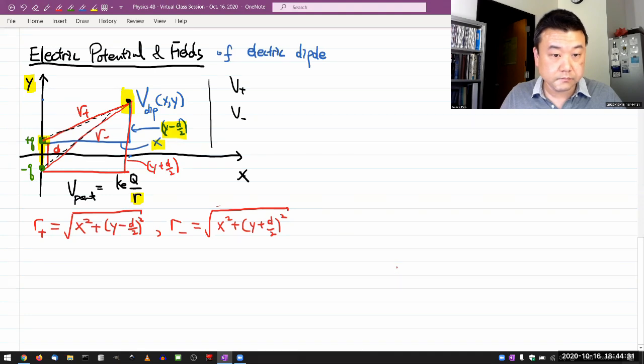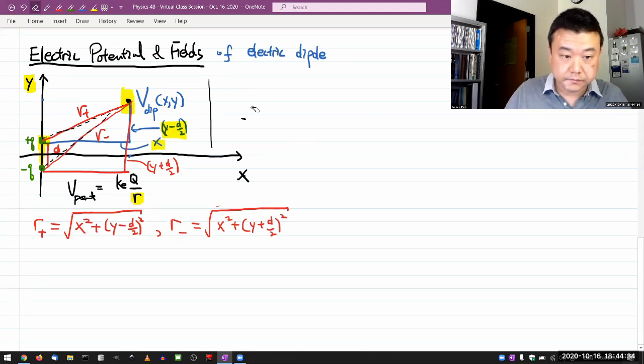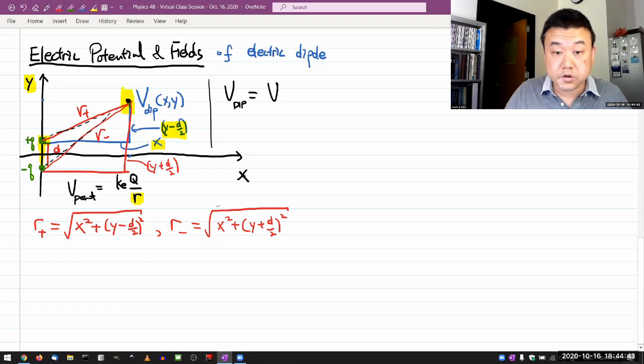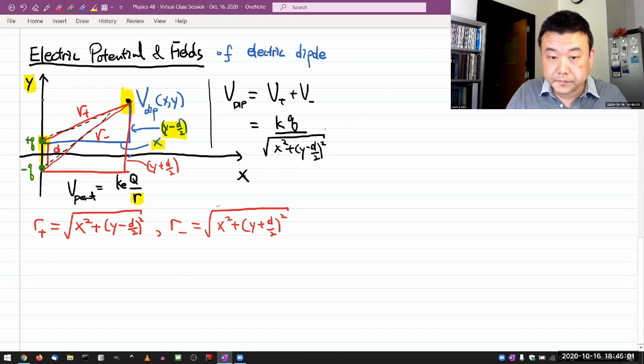So my potential will be this. The potential of the dipole arrangement here will be the potential due to the positive charge plus the potential due to the minus charge, which will be k times Q over r plus, the square root of x squared plus y minus d half squared, plus k sub e times minus Q over the square root of x squared plus y plus d half squared.